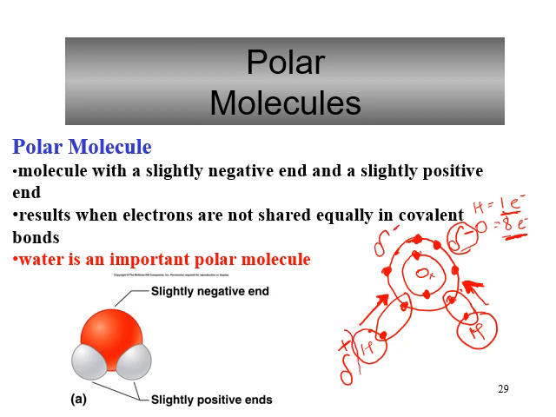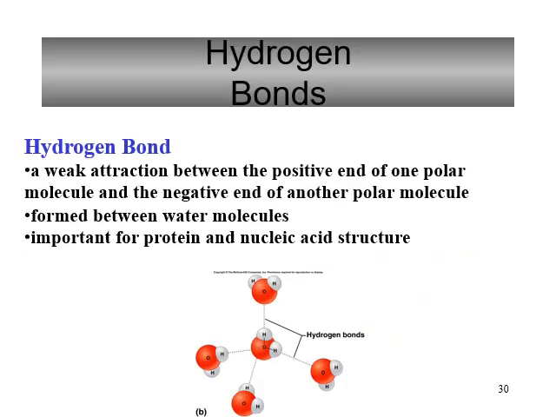And the hydrogen atoms end up having a slight positive charge because the electrons are farther away from the hydrogen atom. So this results in water being a polar molecule. This imbalance in the electrical charge of the water molecule leads to the formation of something called a hydrogen bond. So the polar molecule ends up acting like an atom which is in need of electrons.